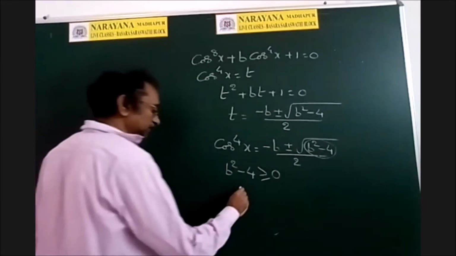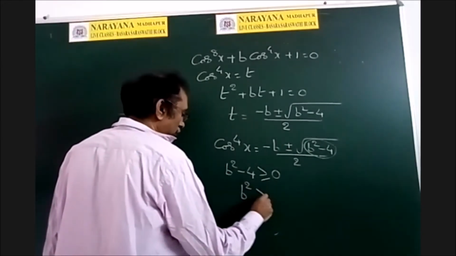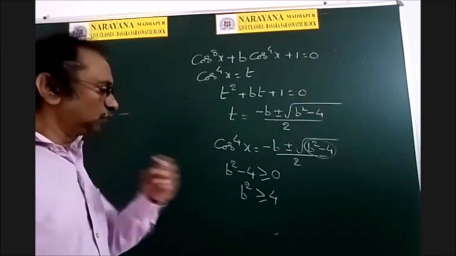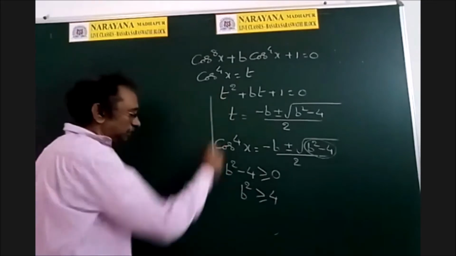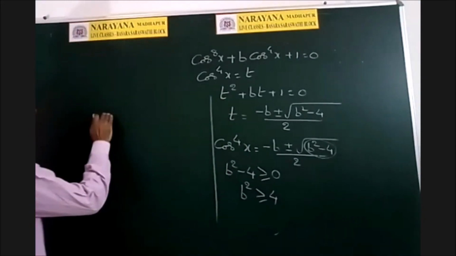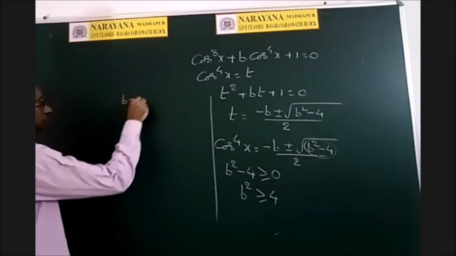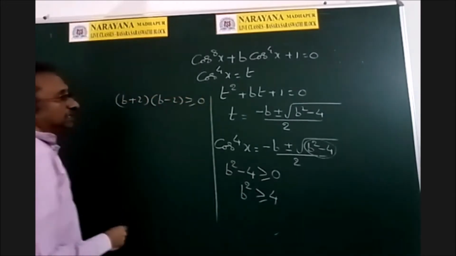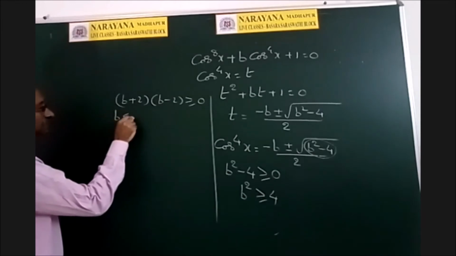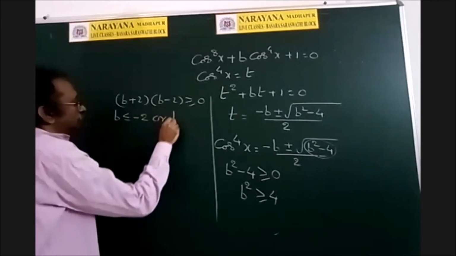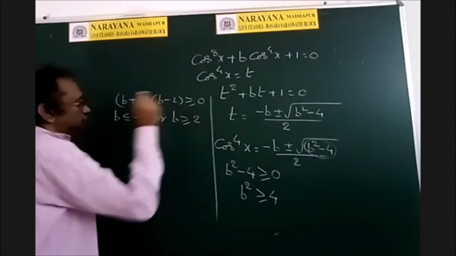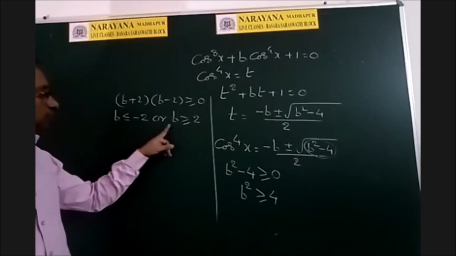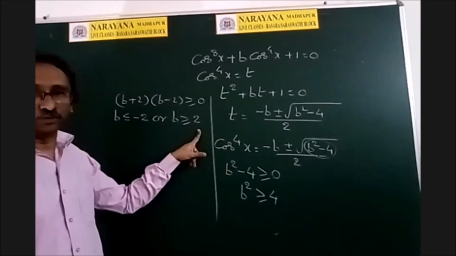So b square minus 4 greater than or equal to 0. So b square greater than or equal to 4. Yesterday or the day before yesterday only, we gave some more results. That is, b square minus 4 greater than or equal to 0 means b plus 2 into b minus 2 greater than or equal to 0. Therefore, either b less than or equal to minus 2 or b greater than or equal to 2.